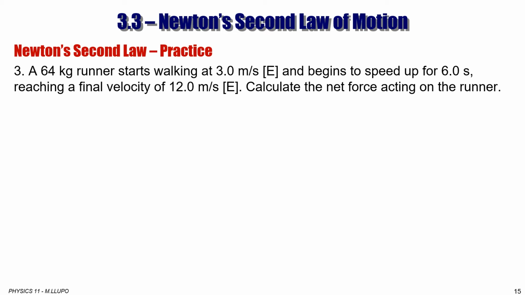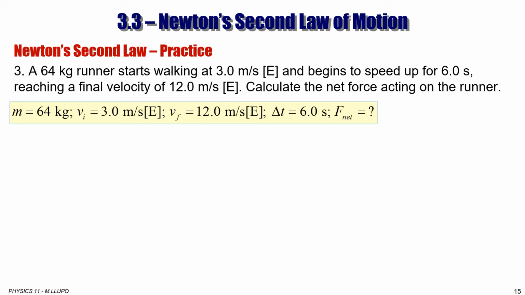Here is another practice problem. A 64 kilogram runner starts walking at 3 meters per second east and begins to speed up for 6 seconds, reaching a final velocity of 12 meters per second east. Calculate the net force acting on the runner. Here is what is given: mass 64, initial velocity 3 meters per second east, final velocity 12 meters per second east, time interval 6 seconds, and net force is required. So net force is equal to mass times acceleration.